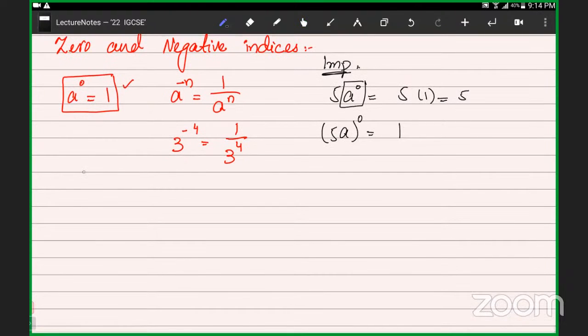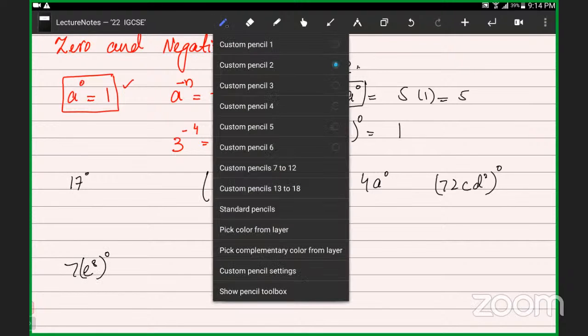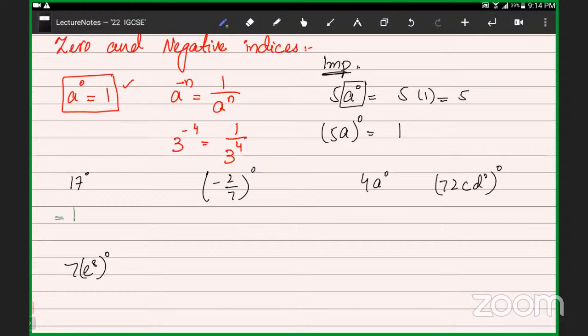So here are some questions. -2 by 7 power 0, 4a power 0, we just did it, and 72 cd square power 0. So let's solve it. अब first में 17 power 0 क्या आ जाएगा, ये simply 1 हो जाएगा. a power 0 would be 1, so answer would be 4. This whole power 0 is 1. अच्छा इसमें क्या होगा, e power 8 whole power 0, so anything power 0 is always 1, that is equal to 7. ठीक हो गया जी.